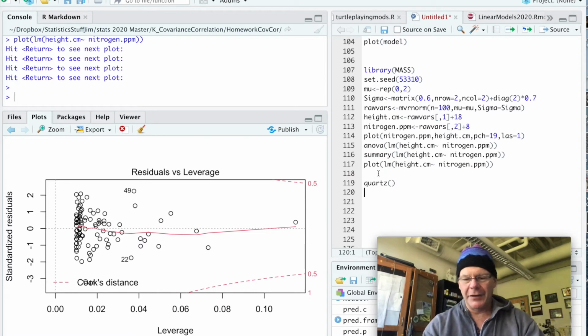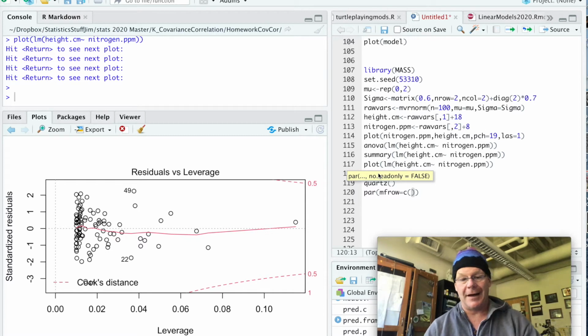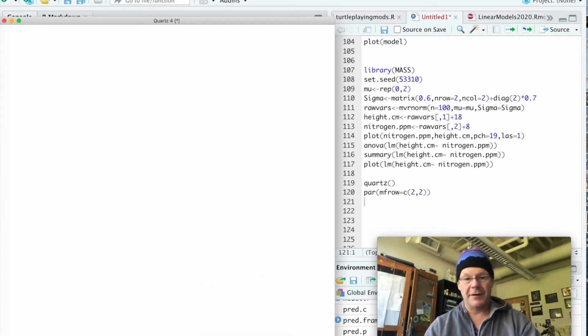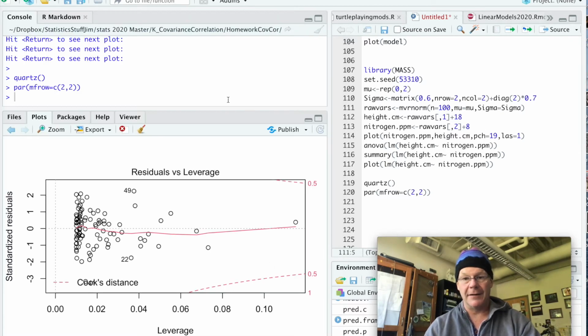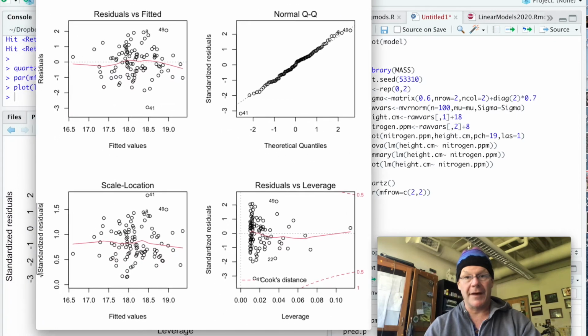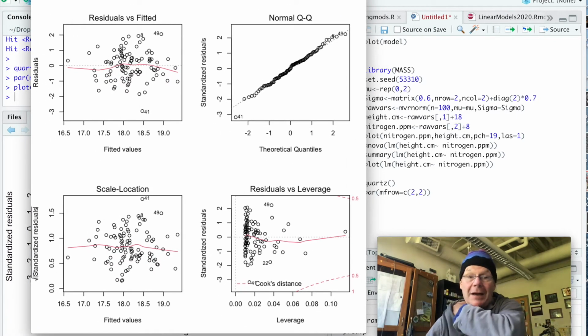And then I'm going to use a graphical parameter. I'm going to say par, and then I'm going to use an argument called mfrow, and that's going to tell R how many rows and how many columns I want. I want 2 rows and 2 columns. So now that's going to pull up a quartz window, 2 rows, 2 columns. There's my quartz window hiding there. And then I'll go ahead and plot out all of those things. And so here they all are. Here's the 4 plots that plot will give us.